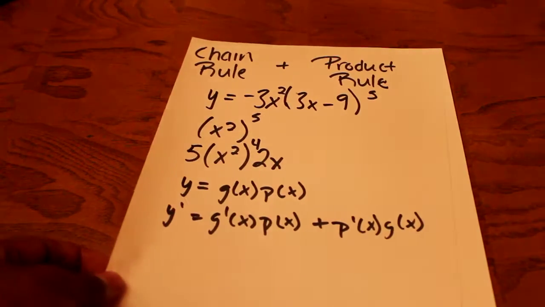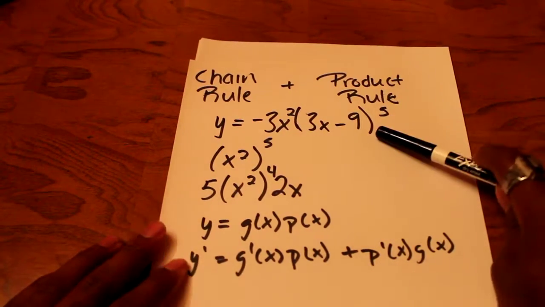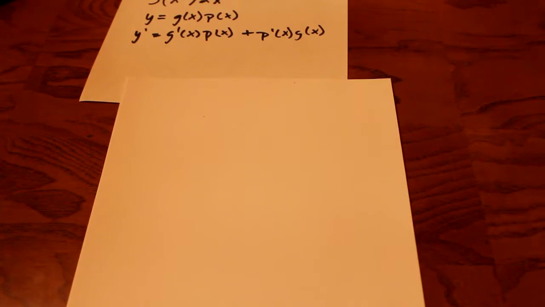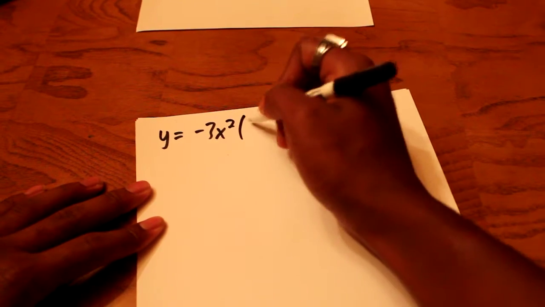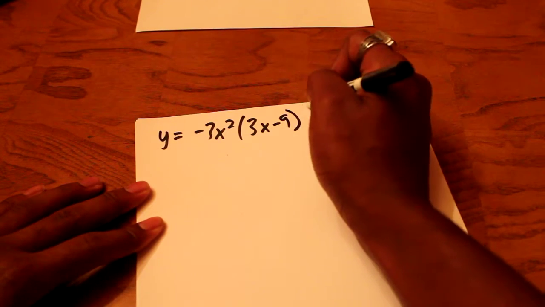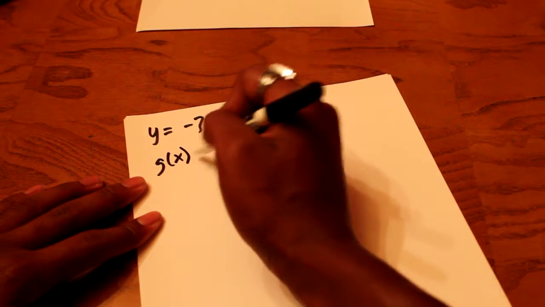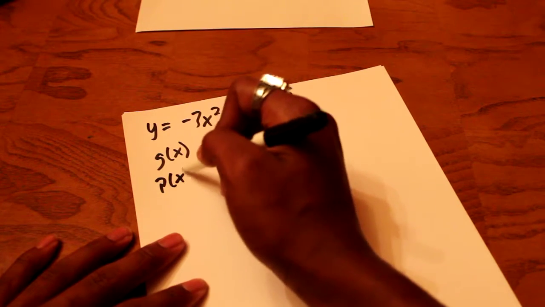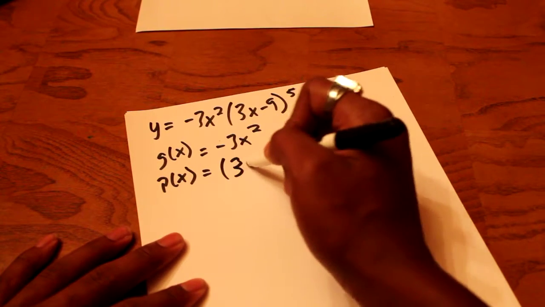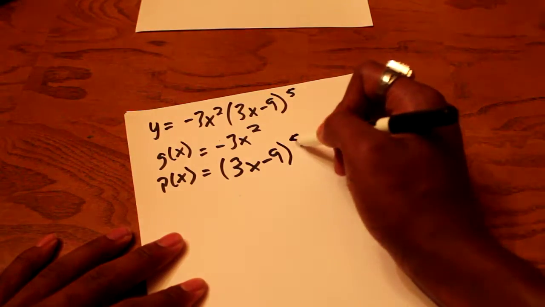And so what we're going to do now is start to break this up and find its derivative. First, we're going to define our g of x and our p of x. So move this function over here. Our g of x is going to be that negative 3x squared, and our p of x is going to be that 3x minus 9 to the fifth.